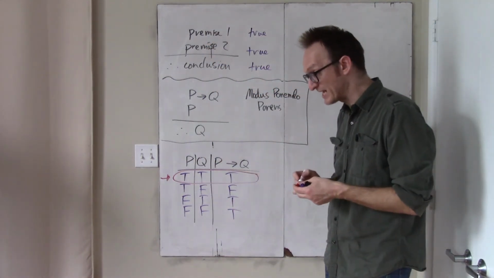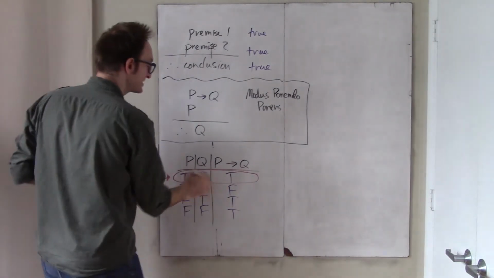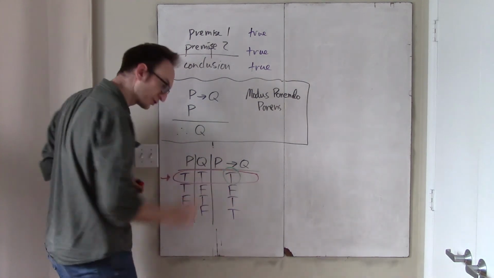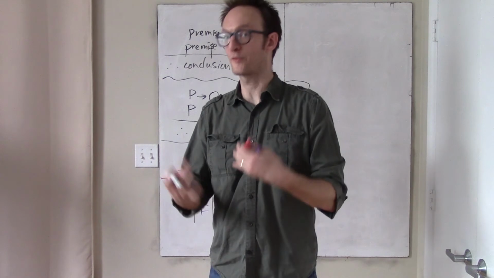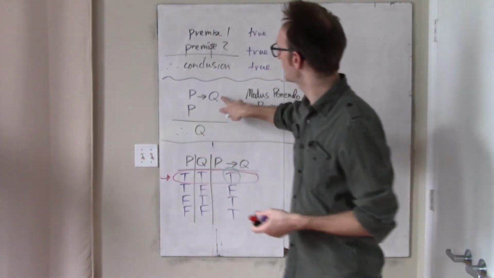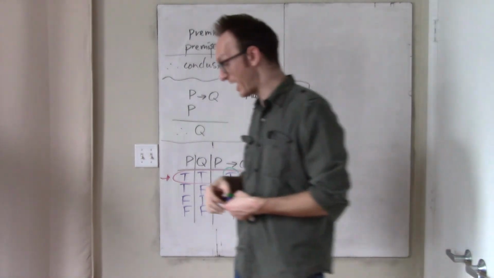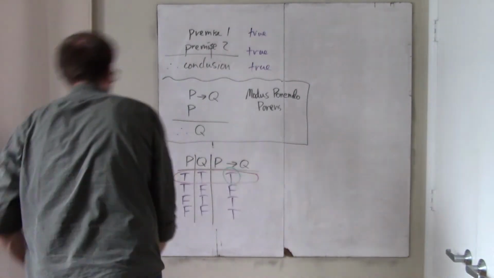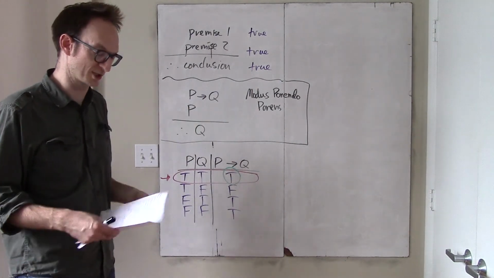But in that case, when the premises are both true, the conclusion is also true. Therefore, I can trust this argument forever now. Whenever these two are true, this will also be true. And this is what's called a valid argument. I'll notice that the validity of the argument transcends the truth of the propositions.